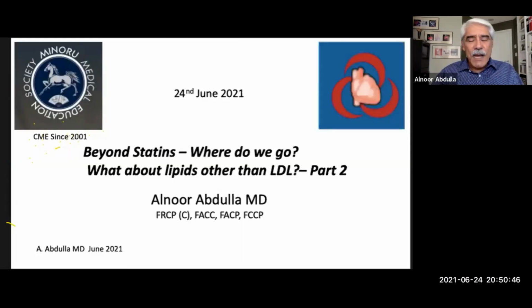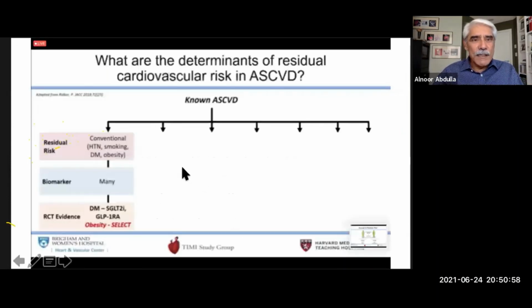So let's move to the second part of the talk. We now know what we can use beyond statins. And now what about the lipids other than non-HDL cholesterol? So what about triglyceride and what about HDL? All right, now again a reminder, it is not about the residual lipid risk. It's about the residual cardiovascular risk for the whole patient. So if their blood pressure and smoking and other issues are not taken care of, there is residual risk, and you have to take care of that at the same time, in order to make the total patient have lower cardiovascular risk.